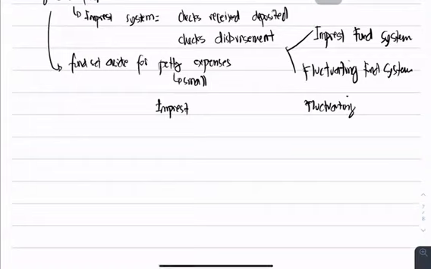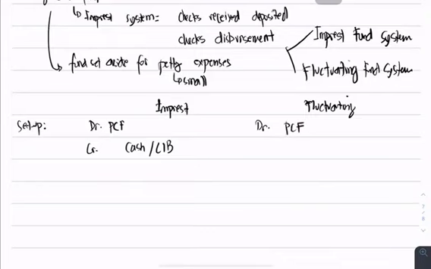So at the time of setting aside the fund, at the setup of the fund, our entry is debit petty cash fund, credit cash or cash in bank. The same: debit petty cash fund, credit cash or cash in bank.